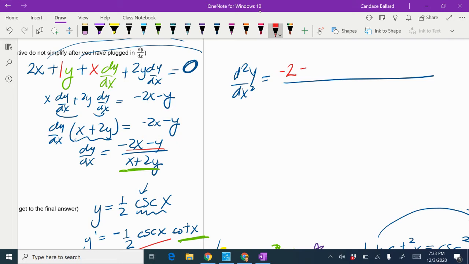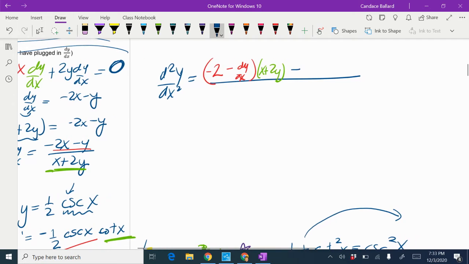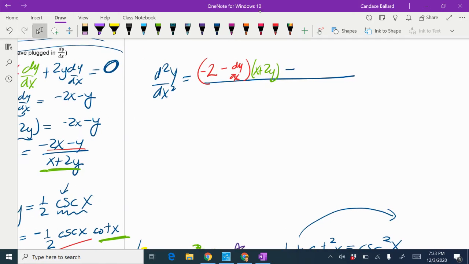minus 1 dy dx. And then keep the green the way it is. So x plus 2y. Then I put a minus sign this time. And then I keep the red the way it is, which is negative 2x minus y. And then I take the derivative of the green, which would be 1 dx dx. I'm just going to actually keep it as a 1.